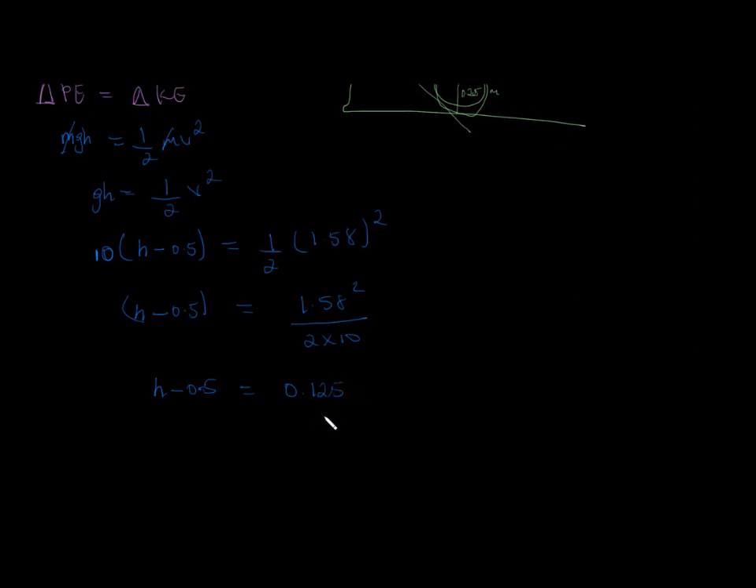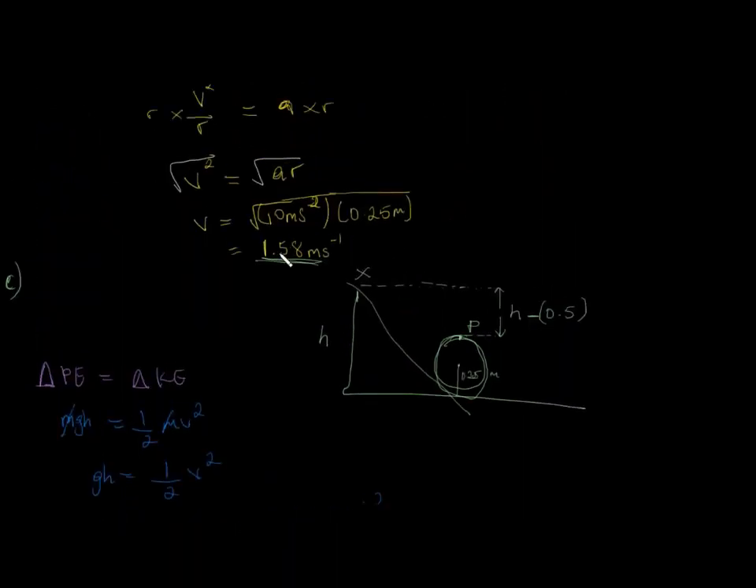Then we can say our height h is equal to 0.125 plus 0.5, which gives us an answer of 0.625 meters. So that would be the minimum height in order for us to get the speed that we calculated in b above.